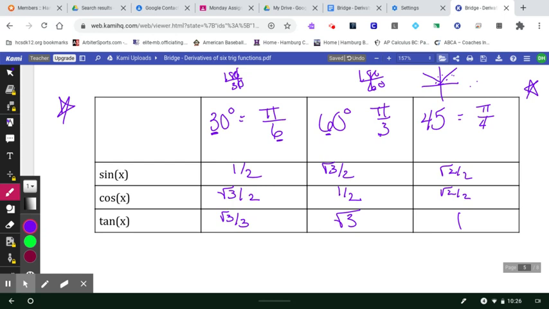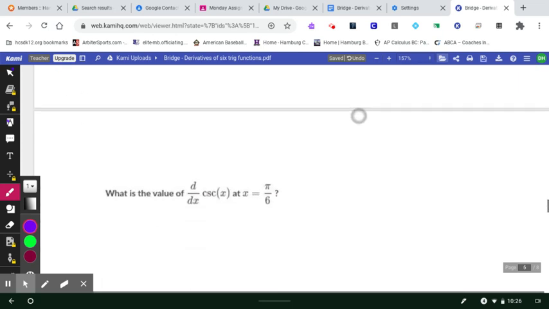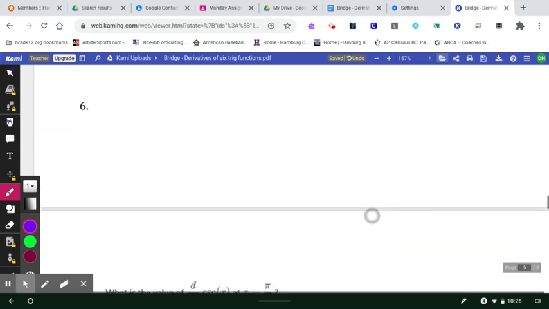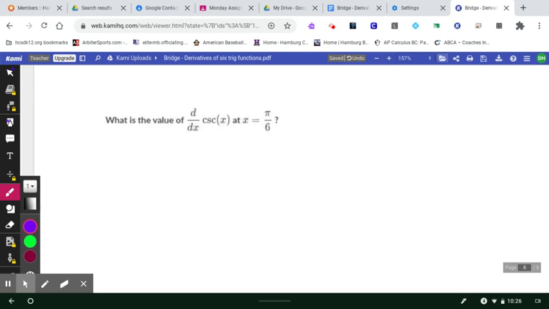So I'm probably going to make your brain hurt for the time being, but just go with it. Take a break when you need to. Pause it. Come back. Do what you need to do. So this is question 6. What is the value of the derivative of cosecant of x at pi over 6?